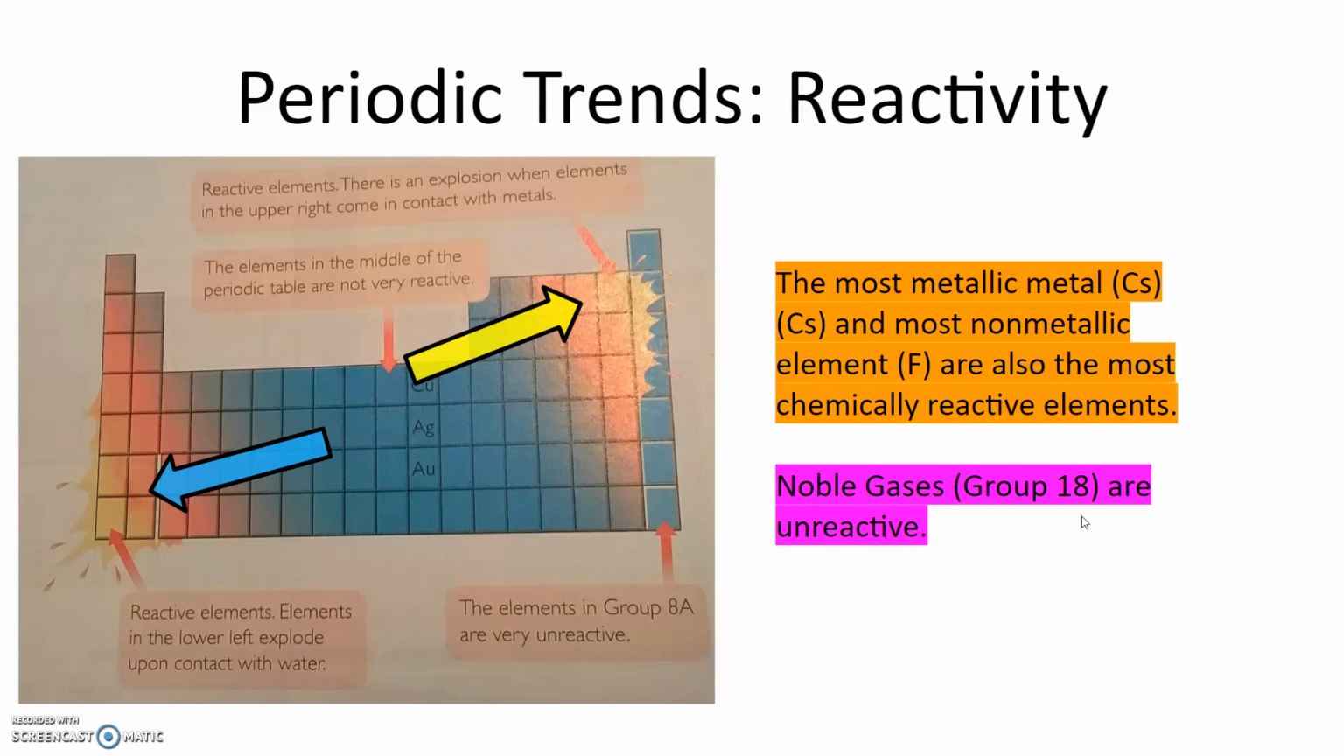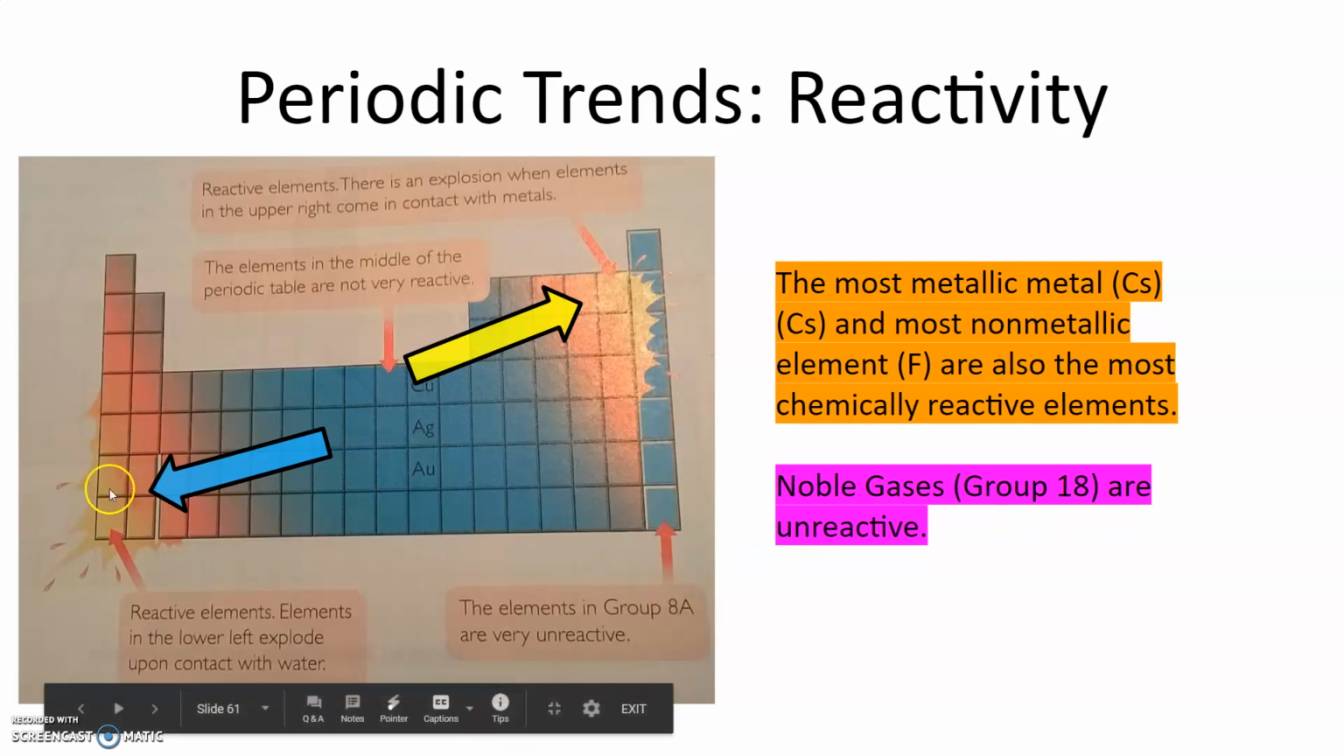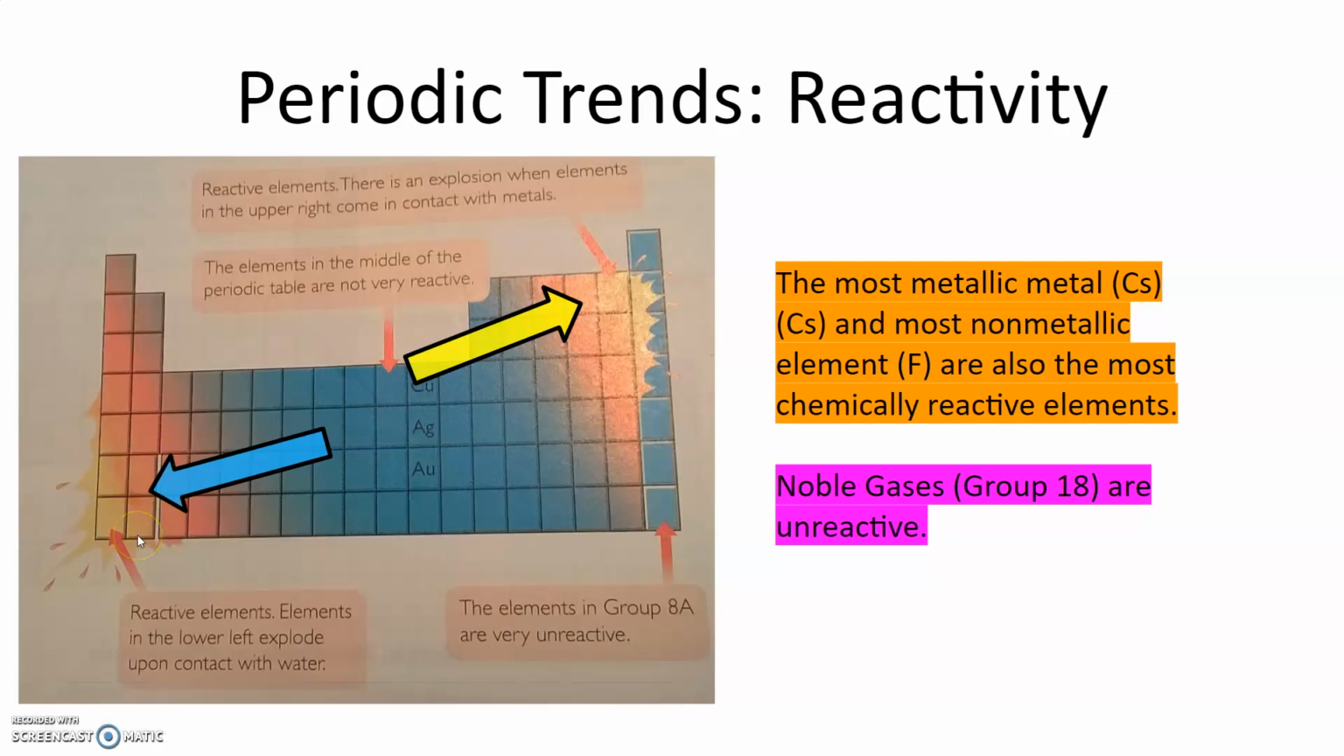All right, last trend has to do with reactivity. So you may remember we talked about elements being reactive, and this is chemically reactive. In terms of metals, which are on the left side, the most reactive metals are the ones in the lower left corner, so where cesium and francium are. In fact, they're so reactive that if they were exposed to air, they would just explode. For the nonmetals, it's the one in the upper right corner, so fluorine would be the most reactive nonmetal.